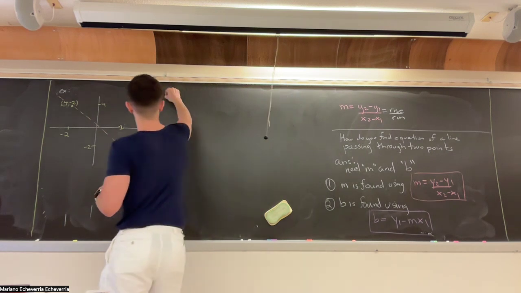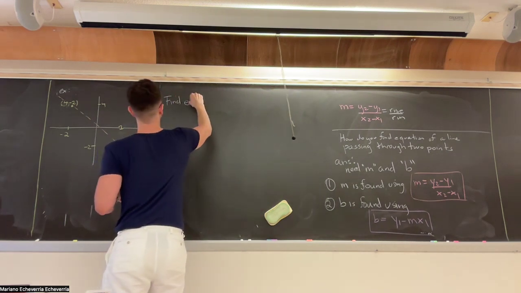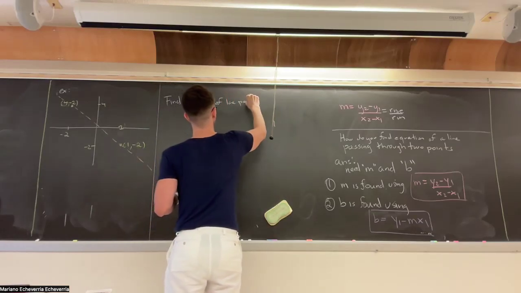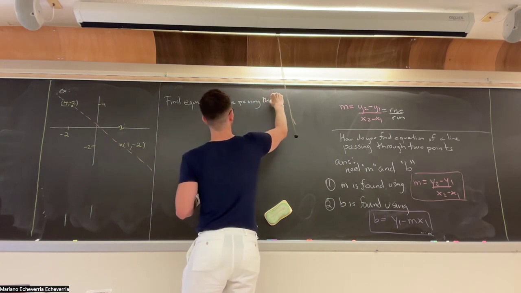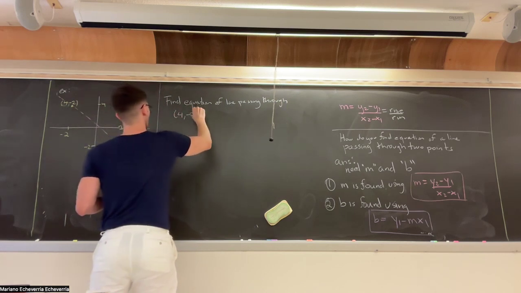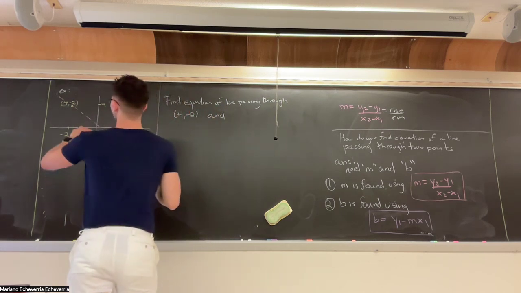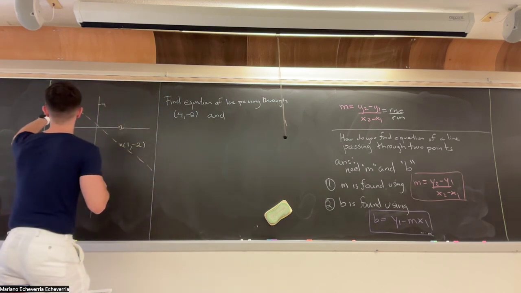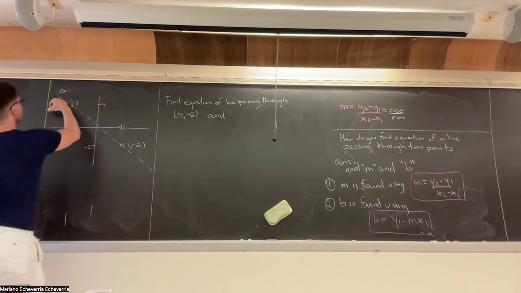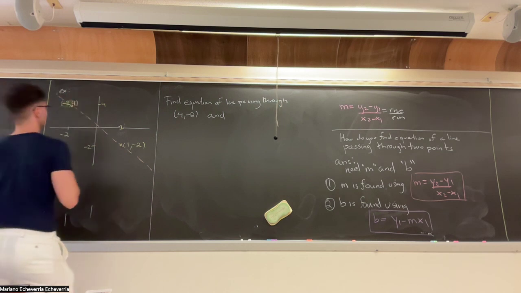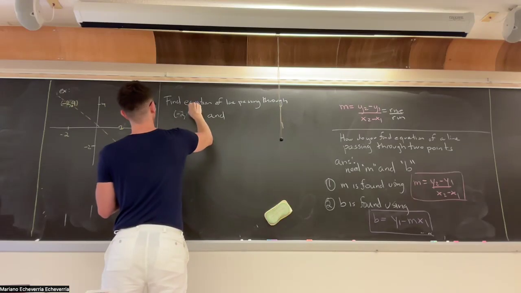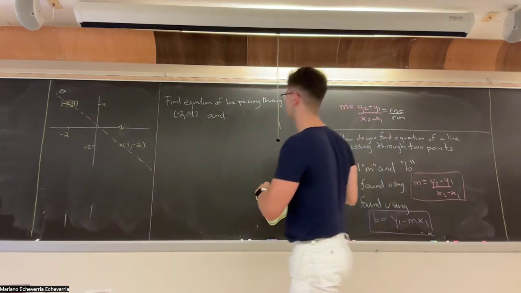Find the line. Find the portion of the line. 4, -2. Sorry, I wrote this backwards. So -2, 4, I should have said. Oops, sorry about that. -2, 4. Now it looks good. And 1 negative.